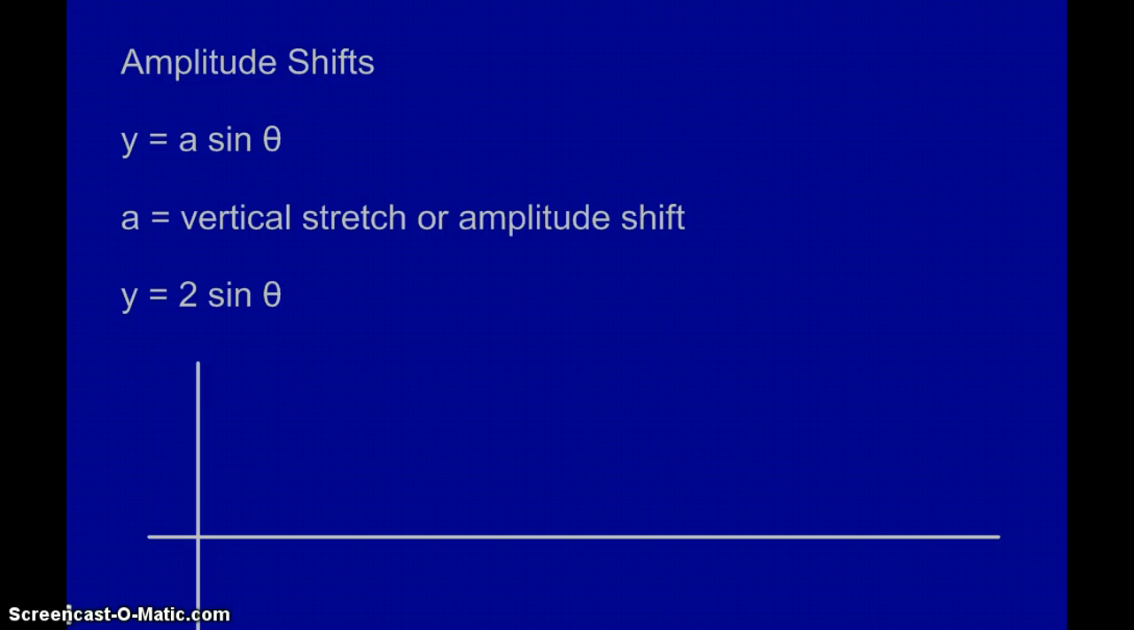All right, we're going to add one more shift today onto our sine and cosine graphs. That shift is going to be an amplitude shift. And an amplitude shift will be in the form, as you see here, y equals a times the sine of theta, where a would be any number multiplied by the sine of theta.